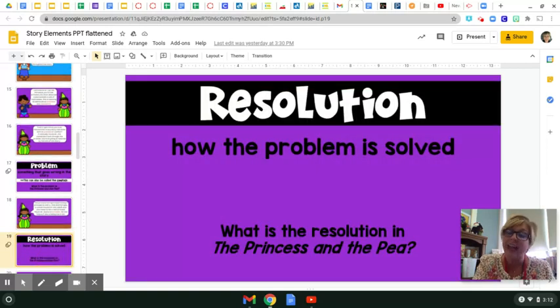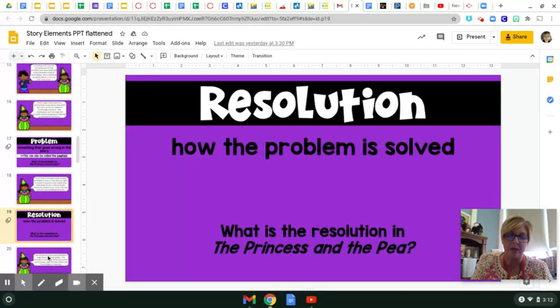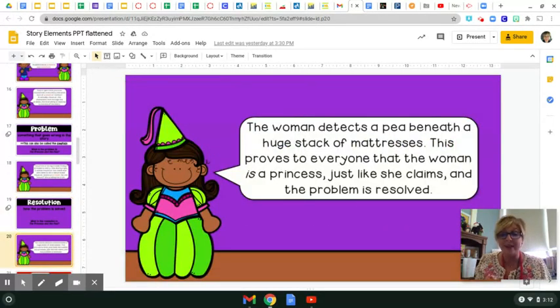So the resolution is how the problem is solved. What happens at the end to end it all and bring it to a close. So what was the resolution in The Princess and the Pea? Well, at the end of the story, the woman finds a pea. She can feel a very tiny little pea under her huge stack of mattresses. That proved that this woman was a real princess, just like she had claimed to be. And so the problem in that story was resolved, and the story came to a close. So that was that story.